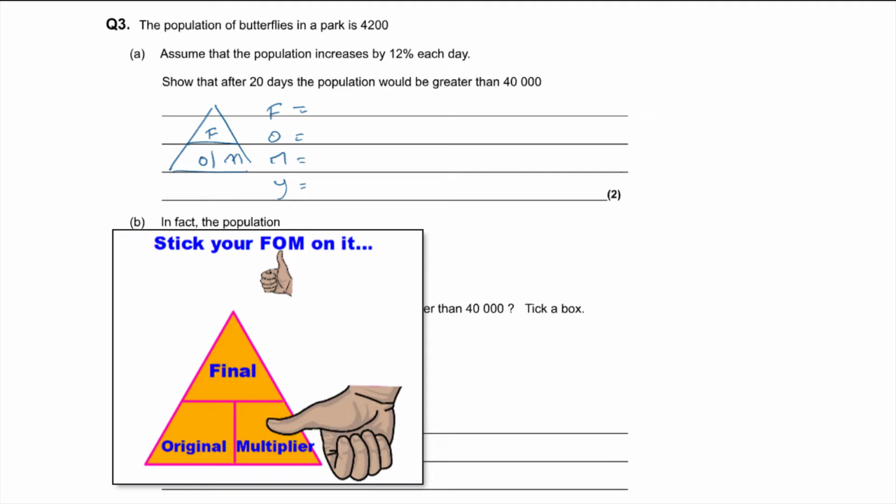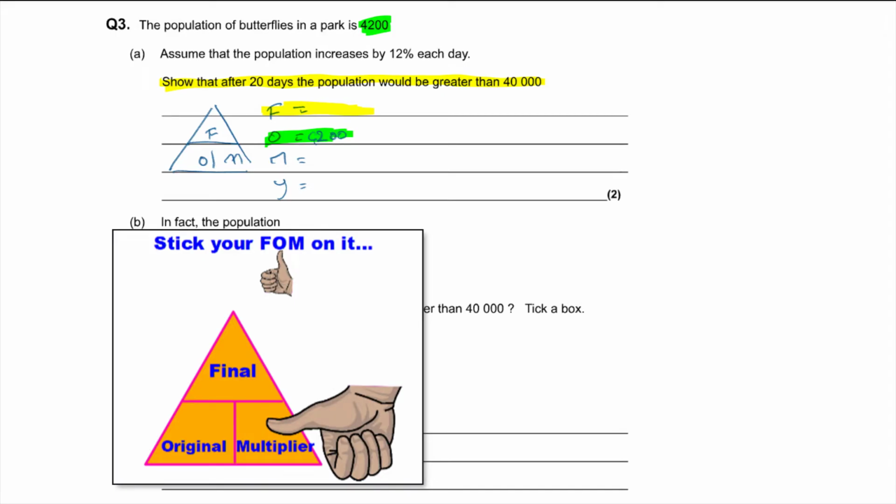So, right, the final is the thing we want to find, isn't it? Show that after 20 days, it would be greater than that. So we want to find that. That's what we're looking for after the percentage change happened. The original, what did we start with? The original was 4,200.